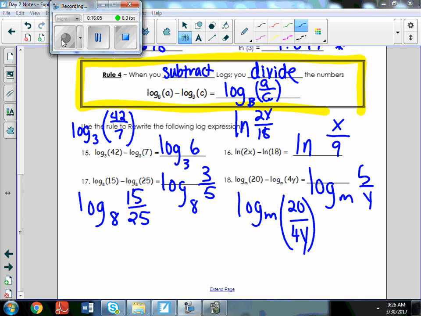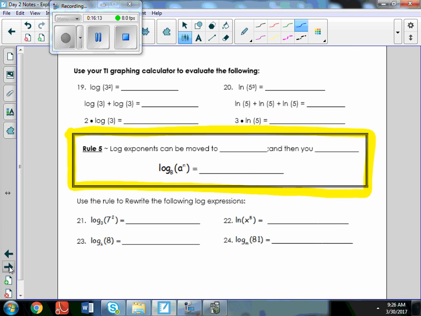So go ahead and check those 4 using that division rule, subtraction to division rule. Okay, the last part, you're going to use your graphing calculator and evaluate log of 3 squared, log 3 plus log 3, and 2 times log 3, and see if you notice a pattern on that.